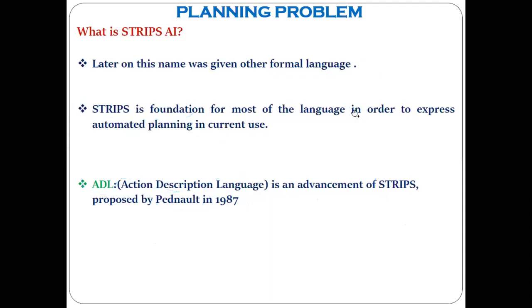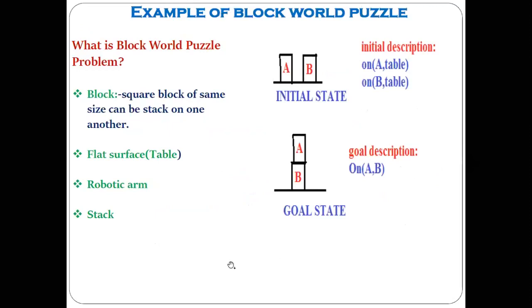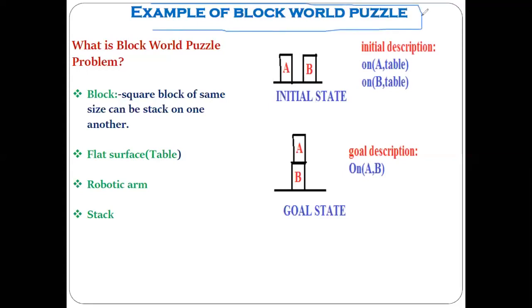Now, today, the third important point that we are going to discuss is how, using STRIPS and ADL, the problem gets solved, how the planning happens. One famous example, which is also asked in the exam a number of times, is the example of the blocks world puzzle.